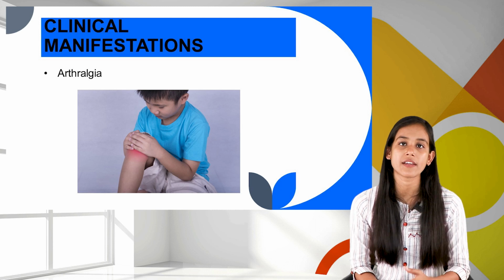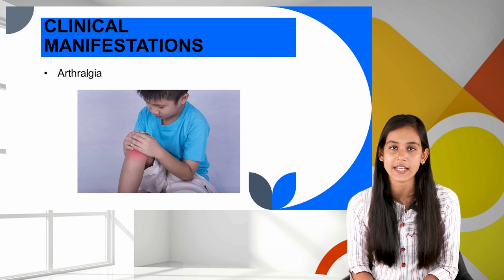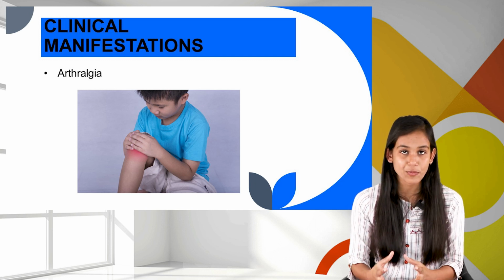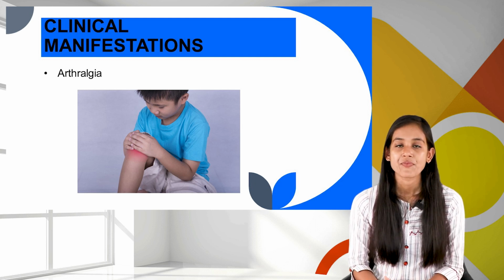Why is this a palpable purpura? Palpable because there would be swelling. Why the swelling? Because there is immune complex deposition, and that would cause this swelling. Because of this swelling, the purpura would be palpable. This is a very unique feature of Henoch Schonlein Purpura. Next, there will be arthralgia, which we already learned: when this immune complex travels down to the joints and gets stuck and accumulated there, it would cause arthralgia or arthritis.